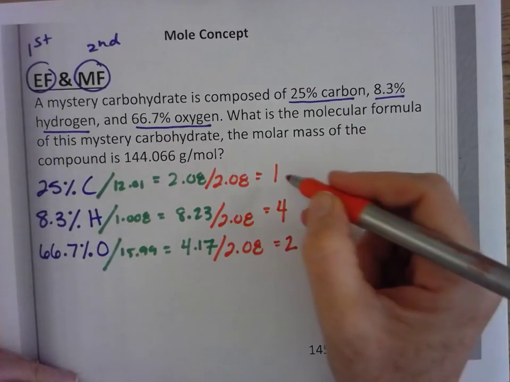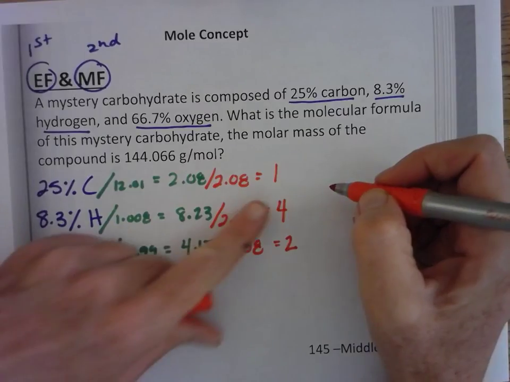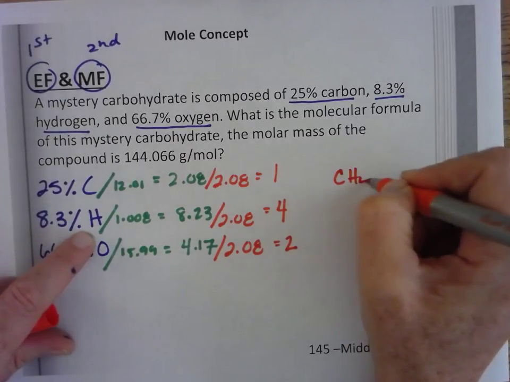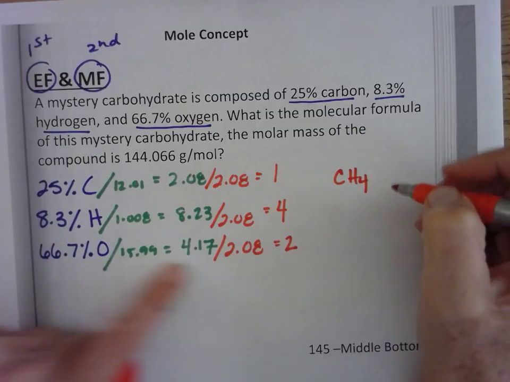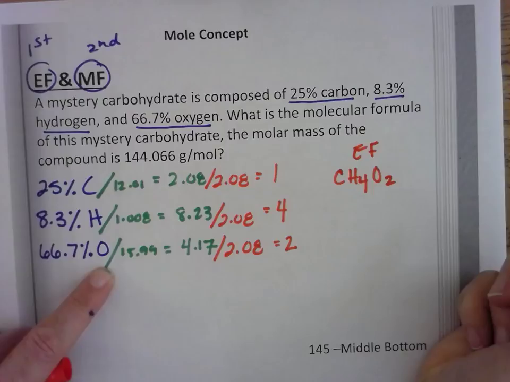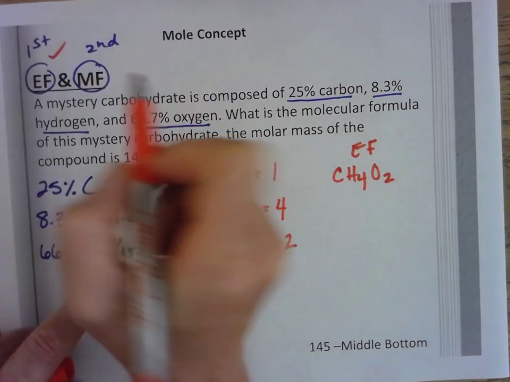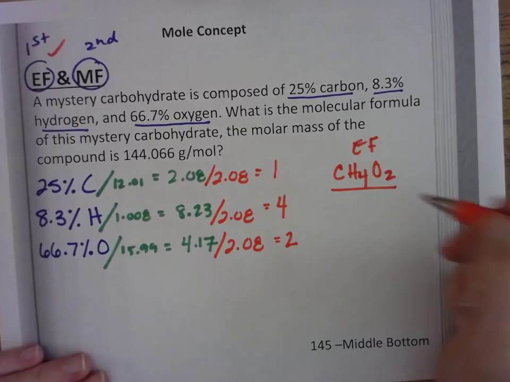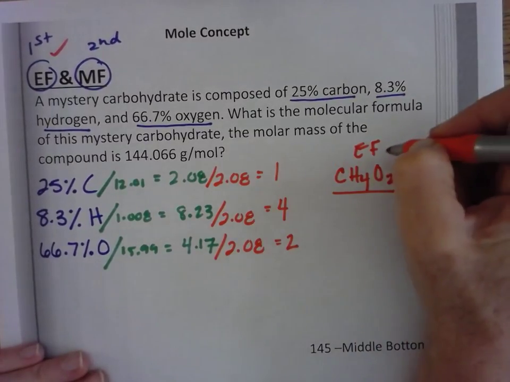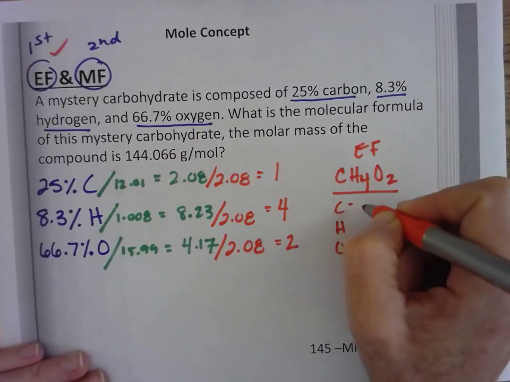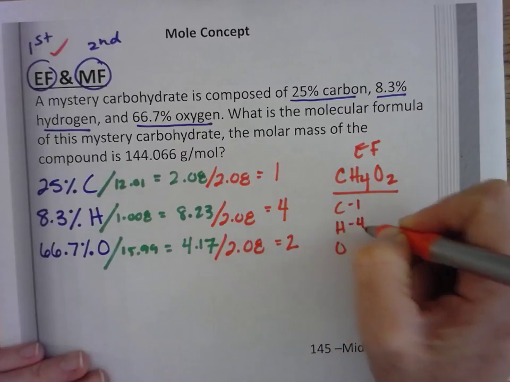These are my subscripts. So I'm going to have a carbon, 4 hydrogens, and 2 oxygens. This is my empirical formula. So I've done this part. Now I can figure out the molecular. The first step in molecular is I need the molar mass of this. So I'm going to do a molar mass right here. I have 1, 4, and 2.